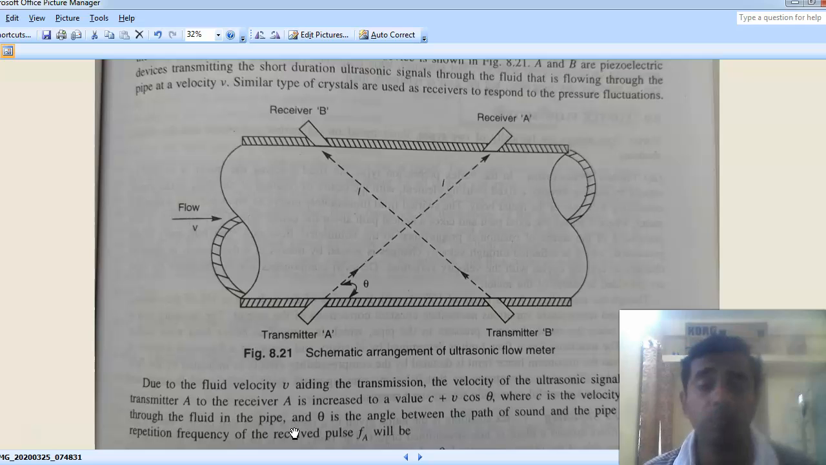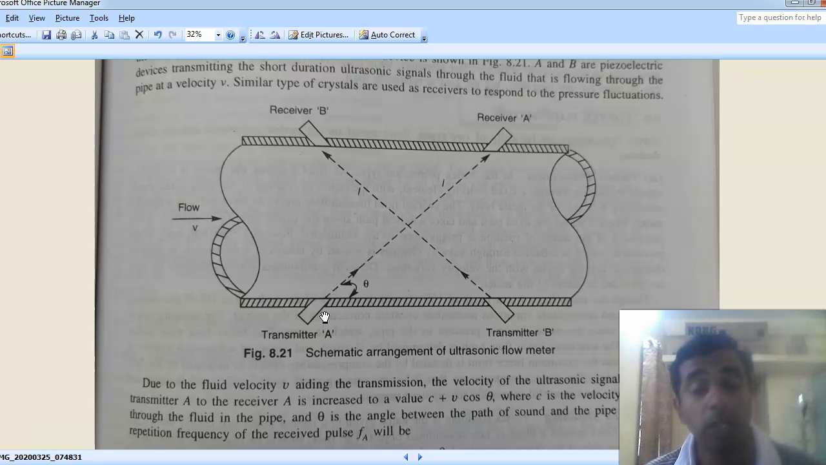So here we have two sets of transmitters and receivers. One set will essentially have a transmitter and its own receiver. Both are piezoelectric crystals. So this transmitter A and this receiver A are made of the same piezoelectric material. Likewise, transmitter B and receiver B. So in transmitter A we have an oscillator, a crystal oscillator. Crystal oscillators are famous for generating very high frequencies.